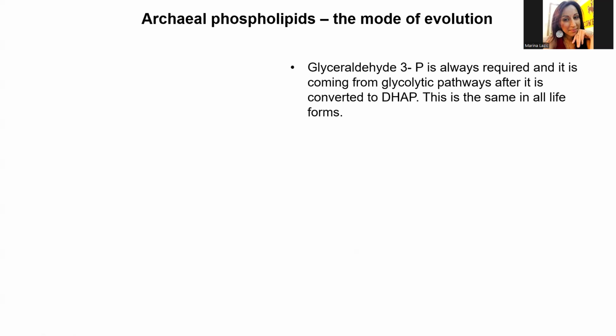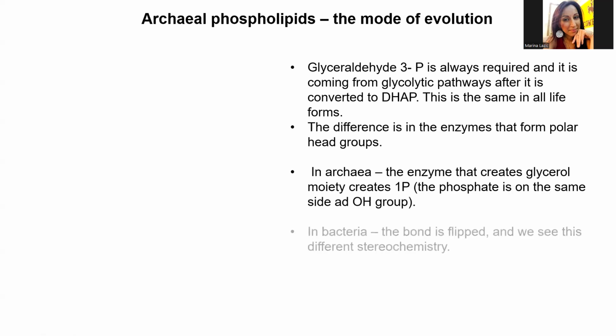So you always require glycerol 3-phosphate. Glycerol is still required, phosphate is still required, and in all 3 cases it will come from glycolysis. But the difference is in the enzyme that forms these polar head groups. So in archaea, which are exposed to the extreme environment, the enzyme that creates the glycerol moiety makes something called 1P. And what does 1P mean? That means that the phosphate is on the same side structurally as the OH group, as you can see here.